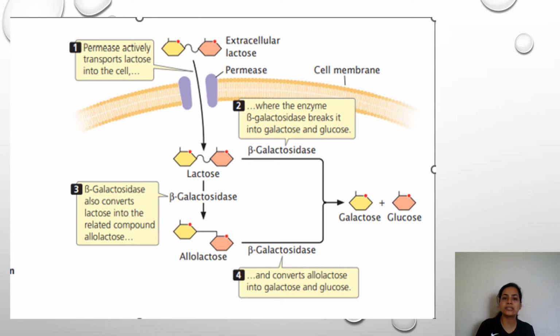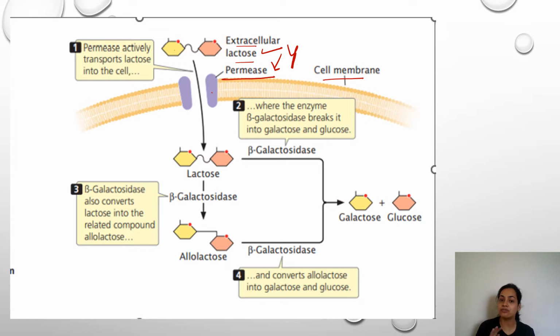You can see here, this is what the diagram looks like. See here, this is the cell membrane of the bacteria, and this is the permease. Permease is the product of gene Y. Okay, so what is happening? Permease is acting like a channel here, and this is the disaccharide extracellular lactose. That is, the lactose is present in the media. So what will happen? This permease will form a channel here. Okay, and then this lactose will enter here.